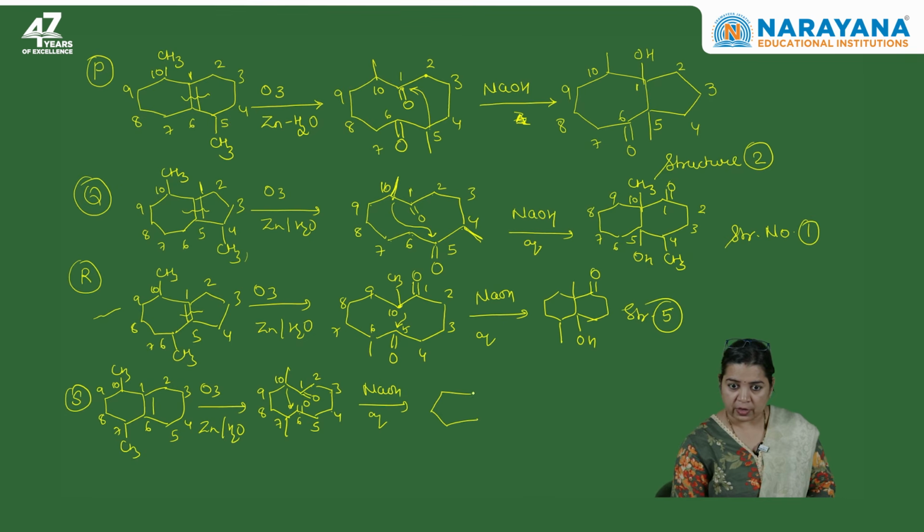Let me draw that 5-member ring. Here is 10th, 9th, 8th, 7th. 7th is having methyl. 6th will have OH. Rest is a 7-member ring. Let me draw the 7-member ring. Right? 6th's neighbor is 5, 4, 3, 2, and here is 1. So now my 5-member ring will have the methyl and the 7-member ring will have a carbonyl.